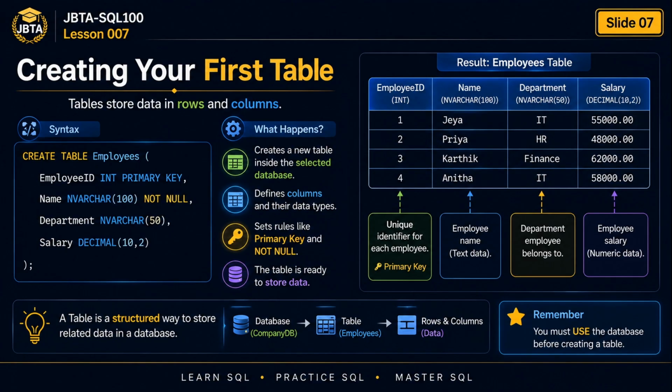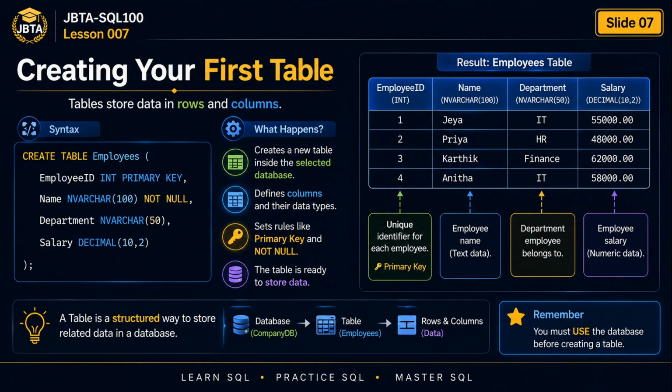Then ask the class, if two employees are assigned the same EmployeeID, will SQL Server allow it? No, because EmployeeID is defined as the primary key. SQL Server automatically prevents duplicate values. Key points to emphasize: a database stores one or more tables. A table is made up of columns and rows. CREATE TABLE defines the table structure. Every column has a name and a data type.